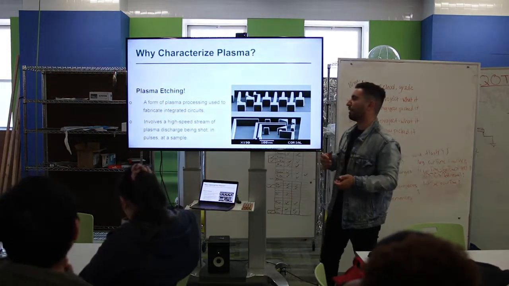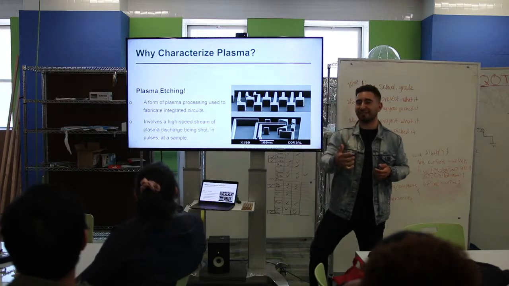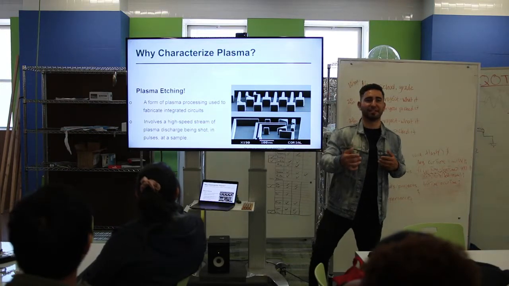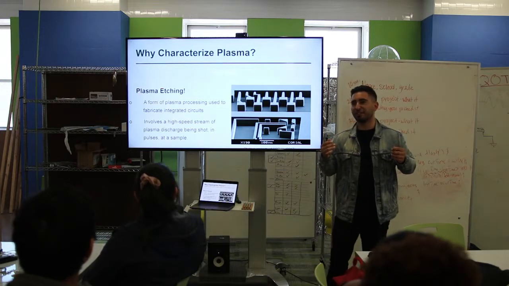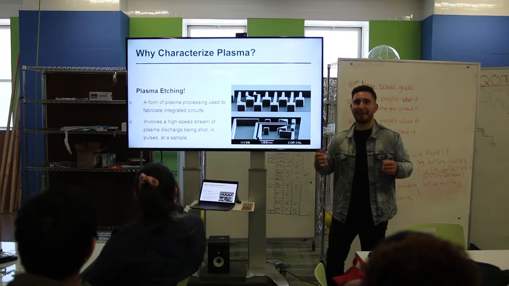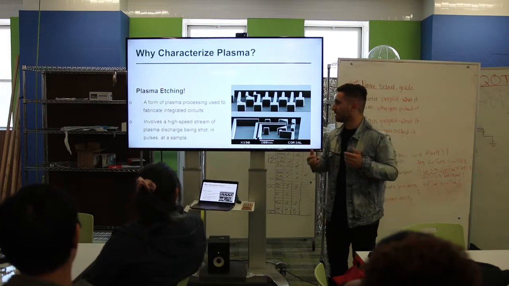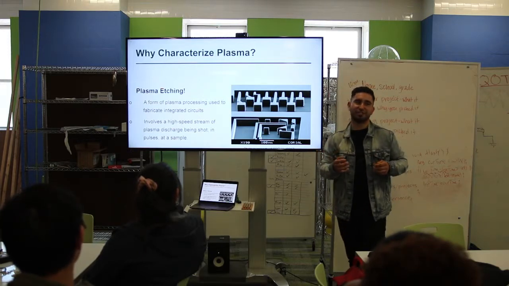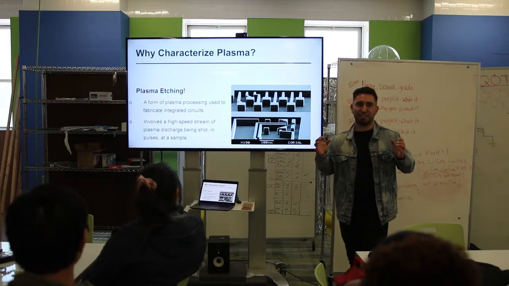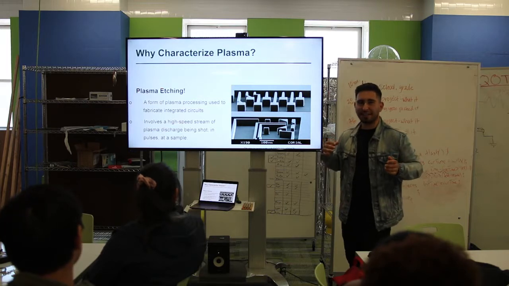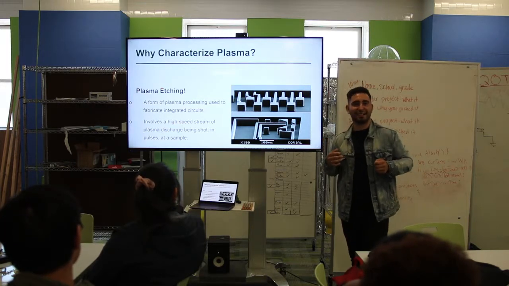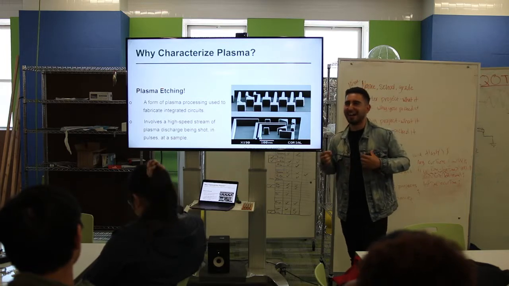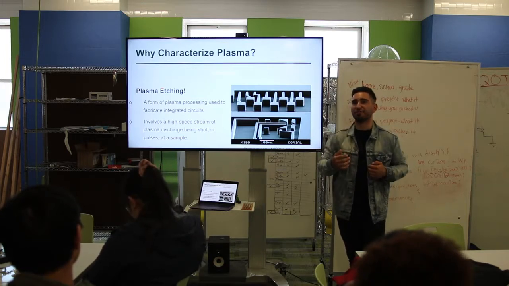Plasma etching is a form of plasma processing to fabricate integrated circuits. So it's how they make the technology in our computers or in these Apple chips so small. And how you do it is you take gas, whether it be nitrogen, oxygen, we use argon, you heat it up to, let's say about 500 degrees Fahrenheit, like oven temperature. And you run an electric field through it.